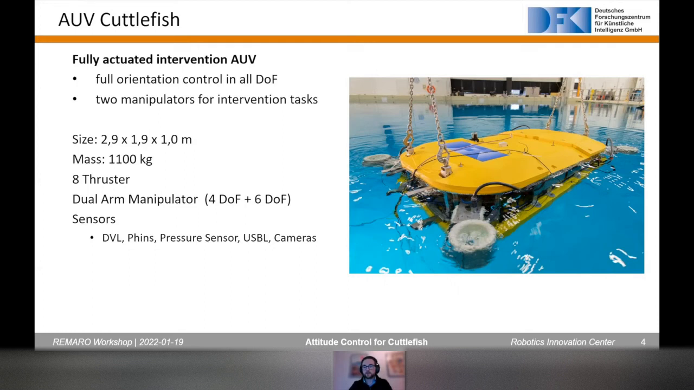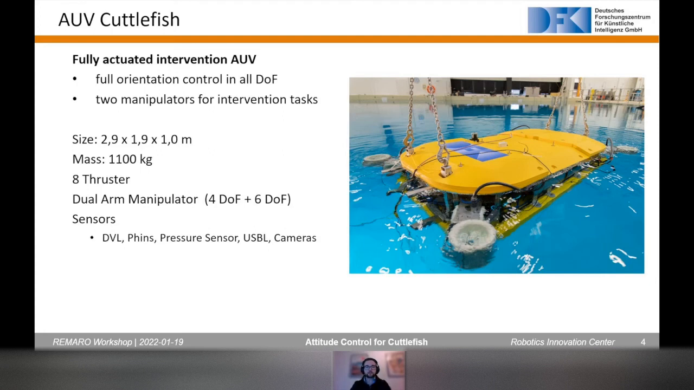It's equipped with 2 manipulators for intervention tasks. One of the manipulators is 6 degrees of freedom, so a full range of motion manipulator, and the other one is 4 degrees of freedom. The idea is mainly to have a shorter, sturdier arm for docking, but I'm going to talk about that more later.